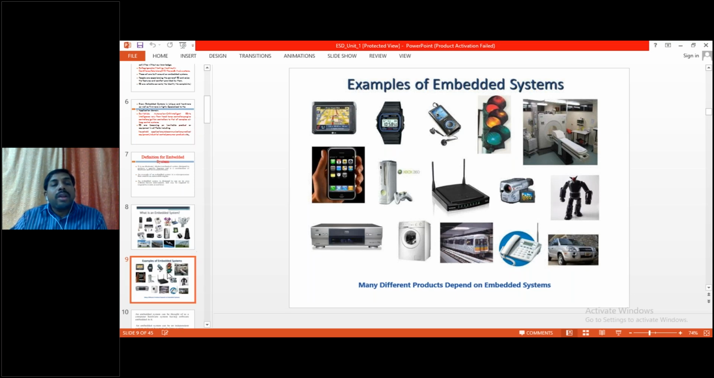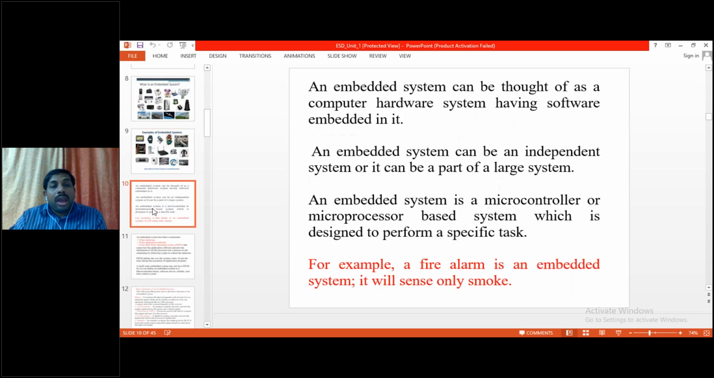All these are examples of embedded systems, so we can think of hardware having software embedded in it. An embedded system can be an independent system or part of a larger system. An embedded system is built around a microcontroller or microprocessor. The hardware part can be a microprocessor or microcontroller, and the application software is stored in memory. Based on those instructions, it does a specific task, such as a fire alarm.